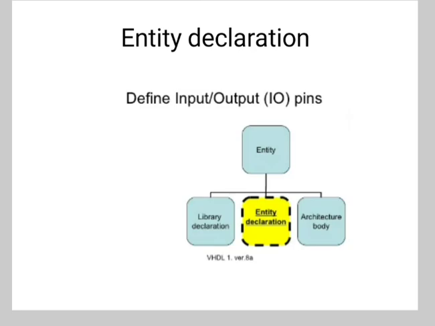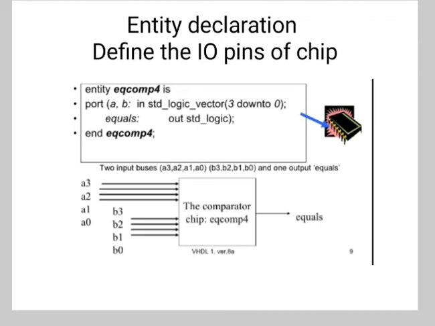Then first we will see the entity declaration. So it defines the input output pins, the library declaration, entity declaration. It defines the input output pins of the chip. Here A and B are the inputs, as it is 3 down to 0, that is there are 4 A pins and 4 B pins, that is B0, B1, B2, B3, A0, A1, A2, A3. So we can write this as 3 down to 0, that is 0, 1, 2, 3, and then F, this is the output, so it is out, standard logic.